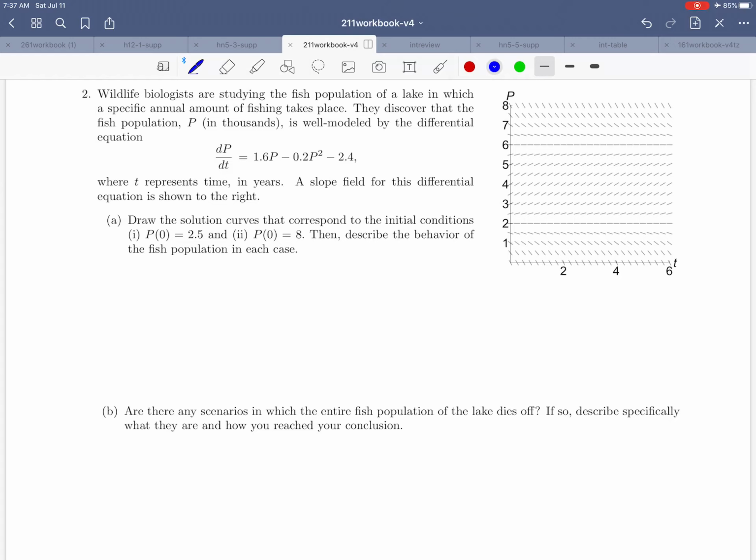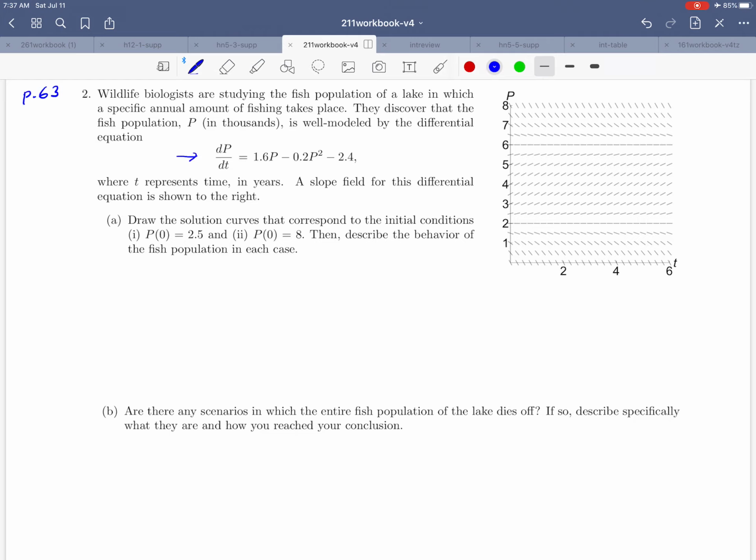Hi everybody, and welcome to exercise 2 on page 63 of the workbook. This is another exercise of using slope fields just to gain information about a differential equation. So let's read this situation together here. Wildlife biologists are studying the fish population of a lake in which a specific amount of fishing takes place, and they discover that the fish population can be modeled by this differential equation.